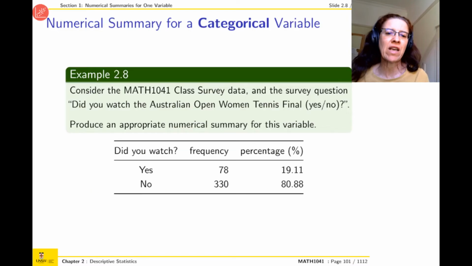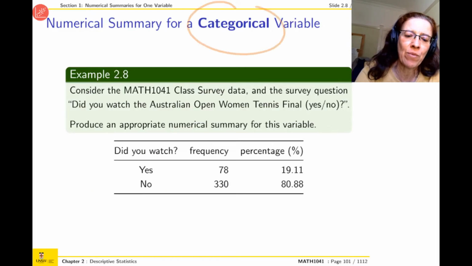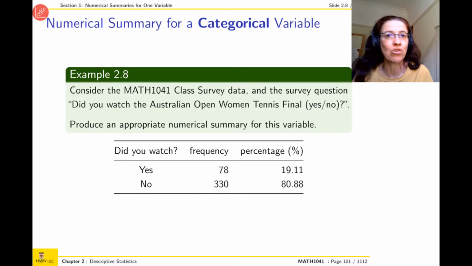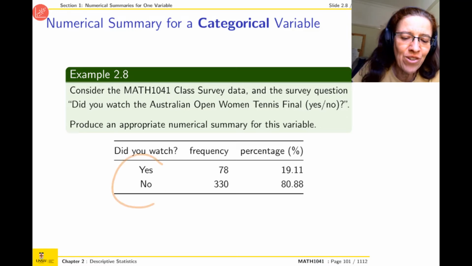Let's see what we have for one categorical variable. In this example, we're looking at the MATH1041 class survey. And the question was, did you watch the Australian Open women's tennis final? Yes or no? So did you watch would be the variable. There are only two possibilities, yes or no. They're not expressed by numbers. So basically we have two bins. And people go either in the yes bin or in the no bin. And so that's a categorical variable.